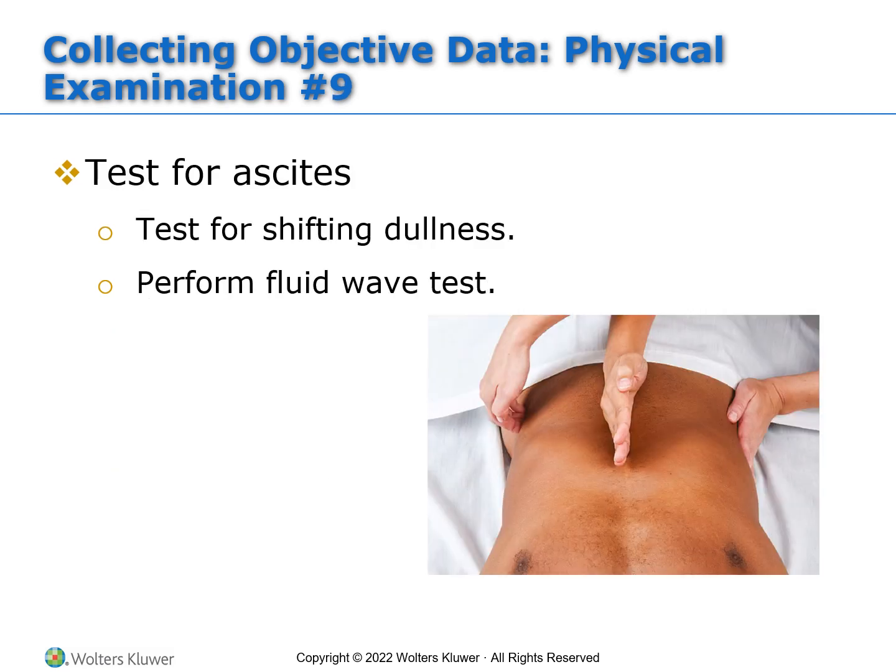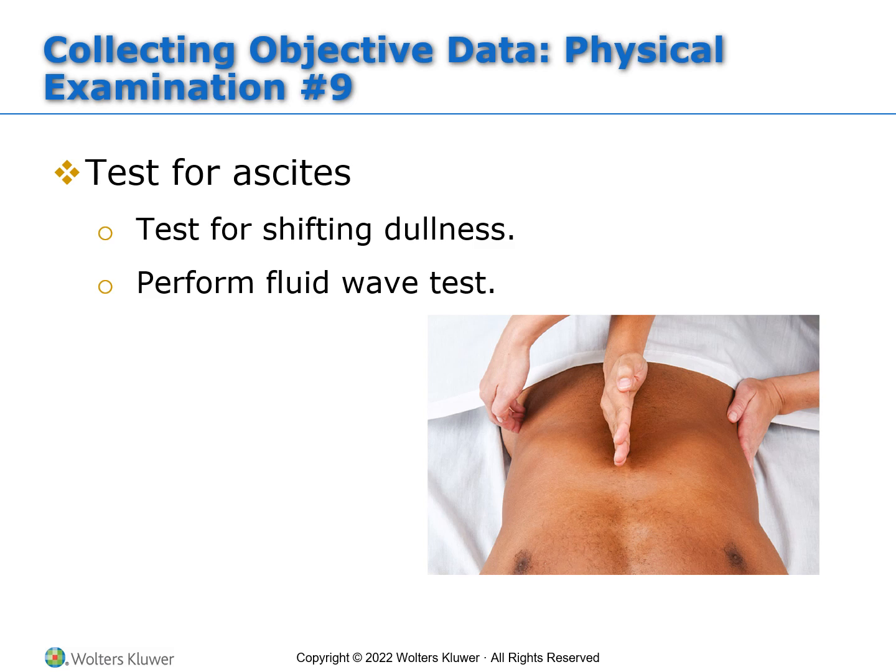All right, so test for ascites, test for the shifting dullness, which we just talked about. Okay, there's a marked increase in the height of dullness. This test is not always reliable, so definitive testing by ultrasound is necessary. Ascites is a sign of severe liver disease due to portal hypertension, or high blood pressure in the blood vessels of the liver, along with low albumin levels.